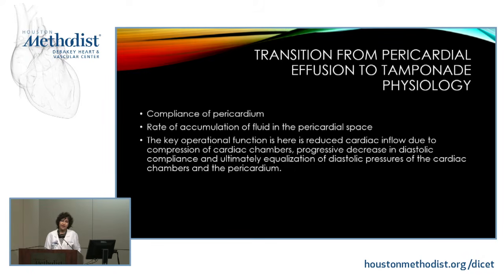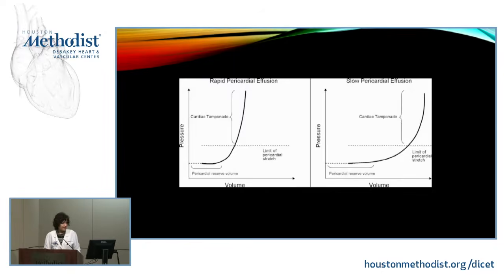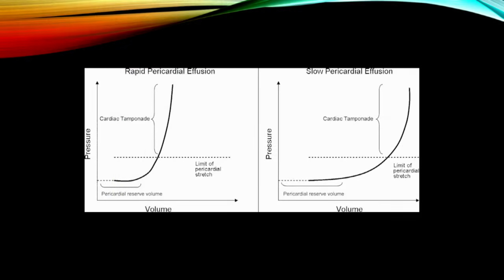The key operational factors here are the reduced cardiac inflow due to the compression of the cardiac chambers. And this, I'm talking about tamponade physiology, progressive decrease in diastolic compliance, and ultimate equalization of the diastolic pressures in the cardiac chambers and the pericardium. And this graph, as you can see, shows it nicely.